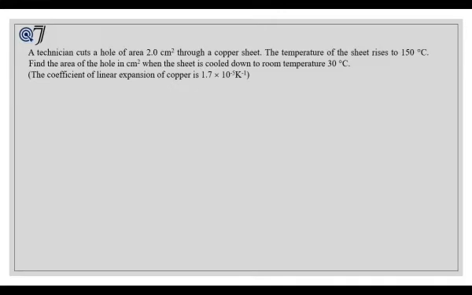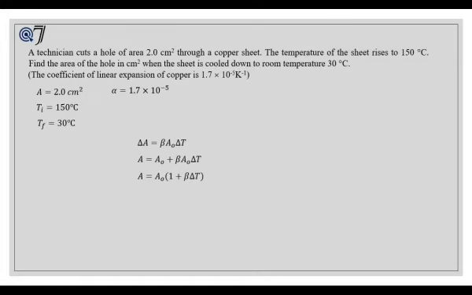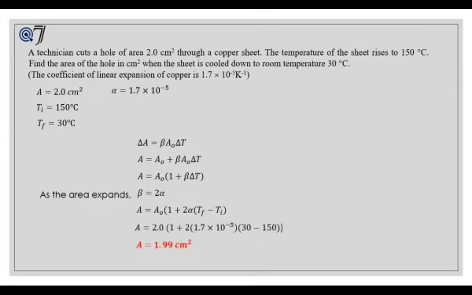So for question number 7, like usual, we extract the data from the question. In this case, the area of the hole will shrink since the temperature is cooled down to 30 degrees Celsius. By using the area expansion formula, delta A equals beta A naught delta T, we expand the formula. Take note that in the question, they gave us the value for the coefficient of linear expansion, also known as alpha. You should know by now that for the same material, the coefficient of area expansion beta is twice the value of alpha. So substitute that into our equation. And finally, we get that the area of the hole will become 1.99 cm square after the sheet is cooled down.